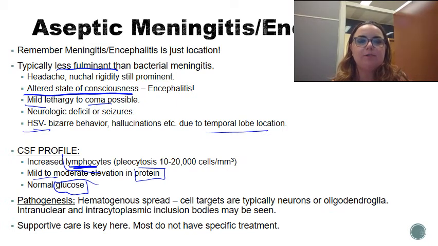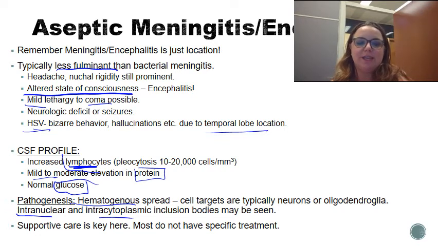Pathogenesis. This is a virus. Most of the time, it's going to come in through the bloodstream, so we're talking about viremia. The cell targets are typically neurons or oligodendroglia. And because of that, remember, when it's a virus, you can get buildup of viral proteins within the cell, and that leads to inclusion bodies. So you might see intranuclear or intracytoplasmic inclusion bodies depending on the virus that we're talking about.